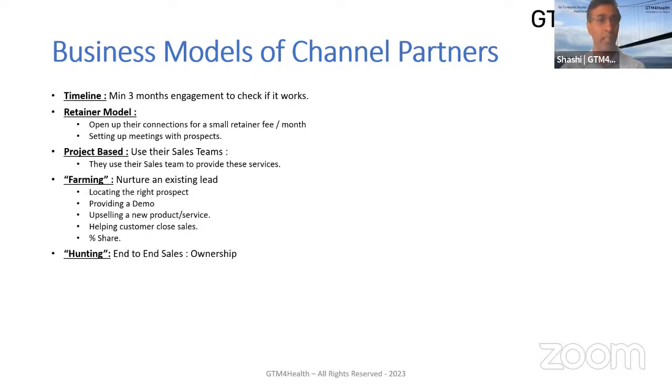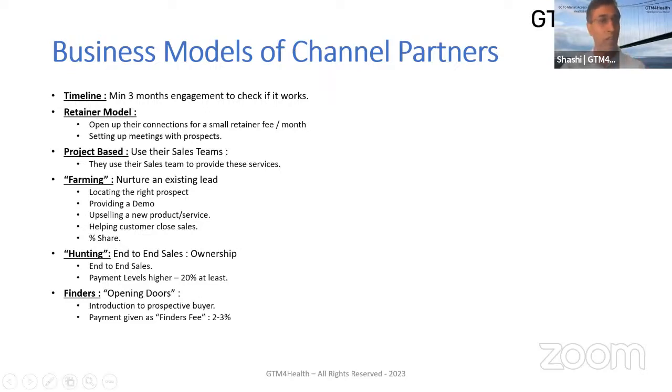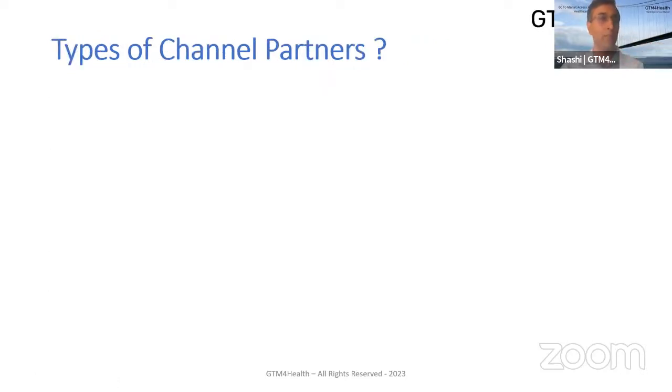Hunting, end-to-end sales ownership. Here you can look at giving them larger margins, payments higher, 20% margins, etc. The last kind of category of channel partners are called those opening doors. For every door they open, they get a finder's fee, an actual fee, or 2 to 3% of the amount actually. These are some of the ways to compensate them.